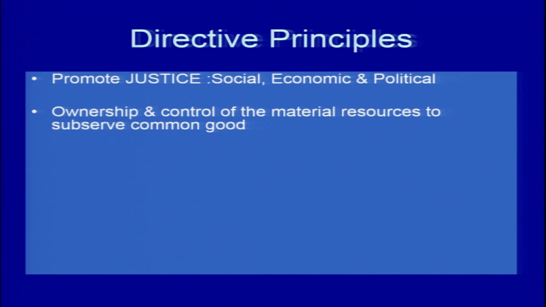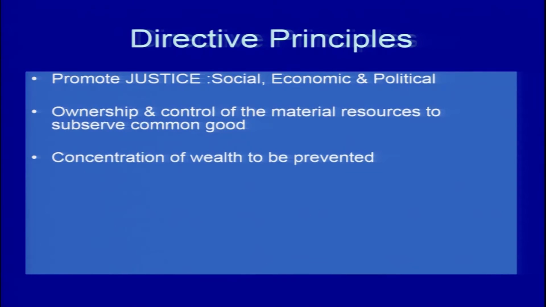Then another directive we have in the directive principles of state policy is that the ownership and control of the material resources should subserve the common good. That means, material resources may be owned privately, and when huge material resources are owned privately, then it may not serve the interest of the society. It will serve the private interest. So it was said that ownership and control of material resources should serve the common good.